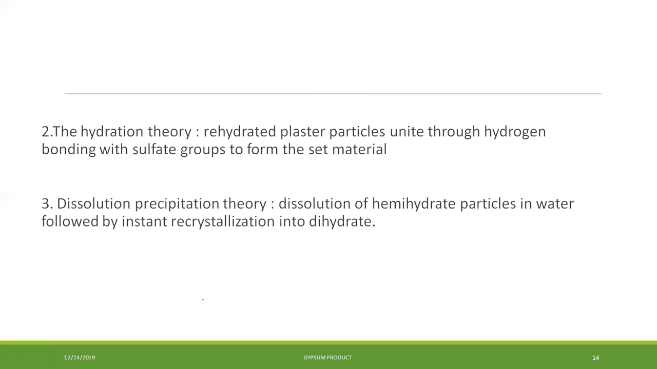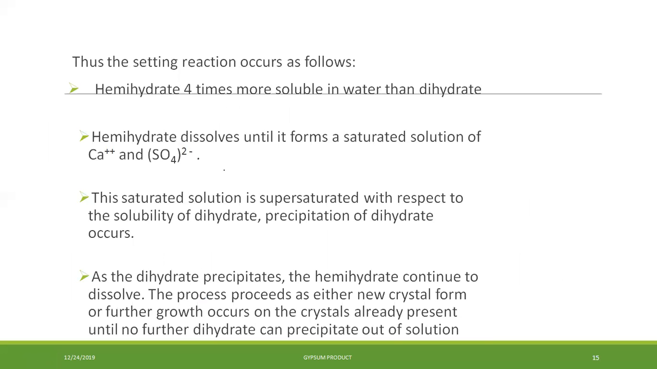In the hydration theory, dehydrated plaster particles unite through hydrogen bonds with the sulfate group to form a set material. And in the dissolution precipitation theory, there is dissolution of hemihydrate particles in water followed by instant recrystallization into dihydrate, right? Thus, this is how the setting reactions occur.